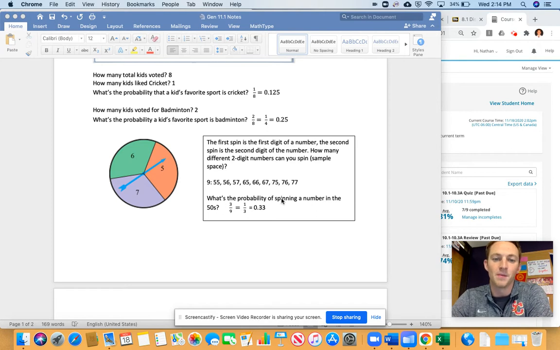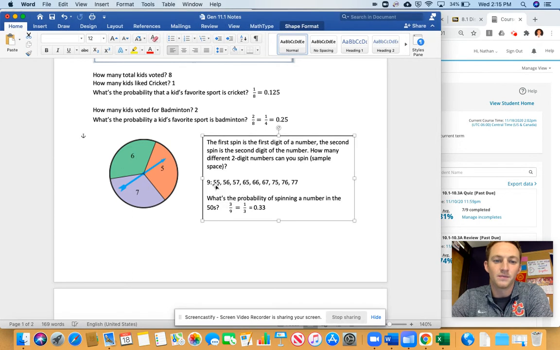And then what's the probability of spinning a number that's in the 50s? So basically, what's the probability of spinning a 5 first? Either 55, 56, or 57. That is 3 out of 9 if you count. Here we have all of our 50s numbers. There's 3 of them out of 9 total. That simplifies to 1 over 3 or 0.33.